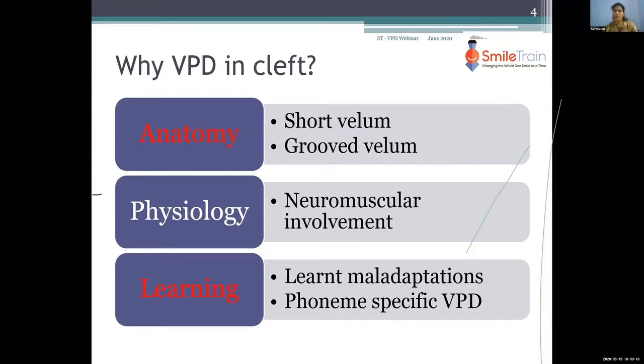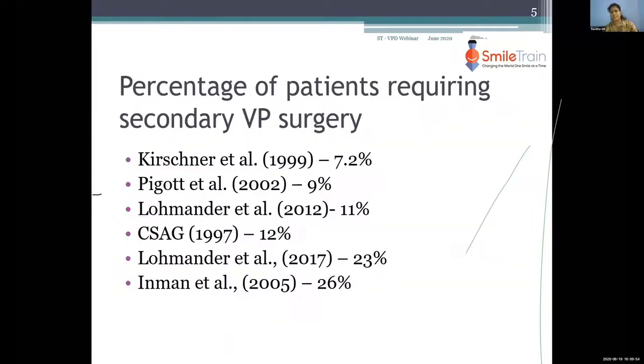While the velopharyngeal port may close for some speech sounds, it does not close across the gamut of speech sounds, especially the pressure-sensitive sounds. This is what we call velopharyngeal mislearning, where we will find that velopharyngeal dysfunction is noticed only for certain phonemes. Usually, in conditions with isolated cleft of lip and palate, we commonly come across velopharyngeal inadequacy or velopharyngeal mislearning.